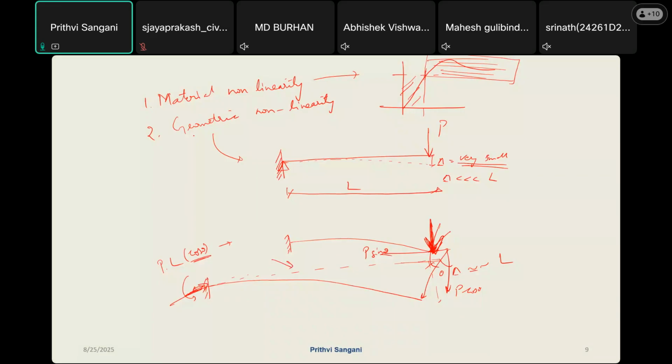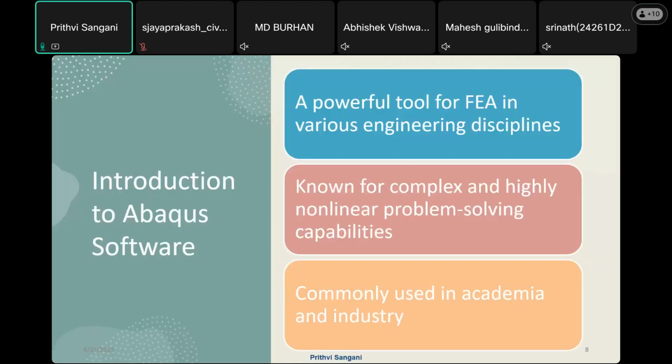I think in STAAD.Pro it also considers geometric nonlinearity, but in most of our analysis where we do building analysis and design, we usually don't switch on this part. But in steel structures, we usually do consider geometric nonlinearity in STAAD.Pro. In ABAQUS, we need to switch it on. So these kinds of geometric nonlinearities are considered in ABAQUS. That is what I wanted to mention here.